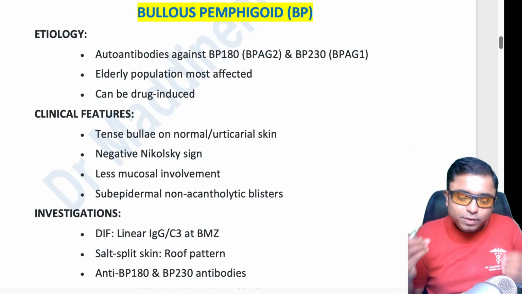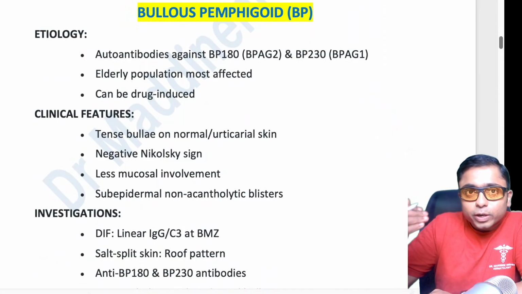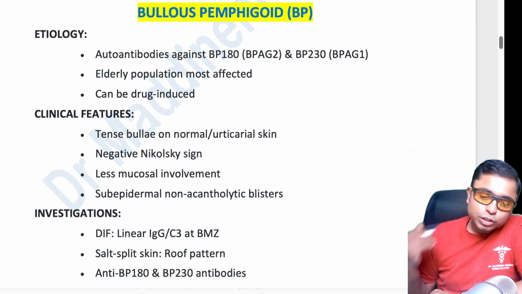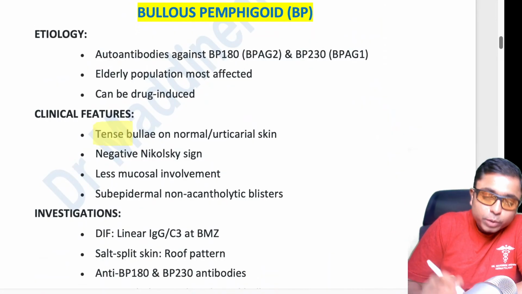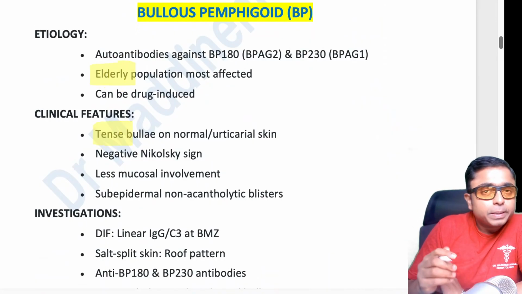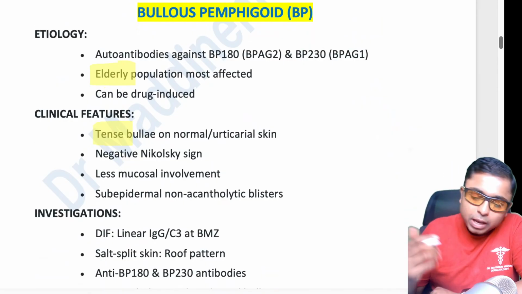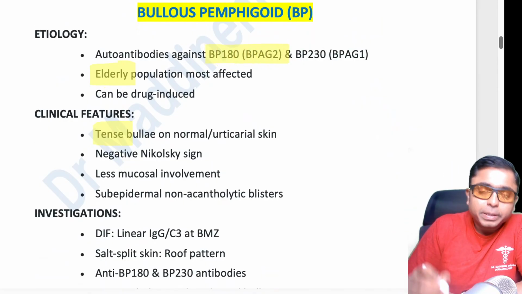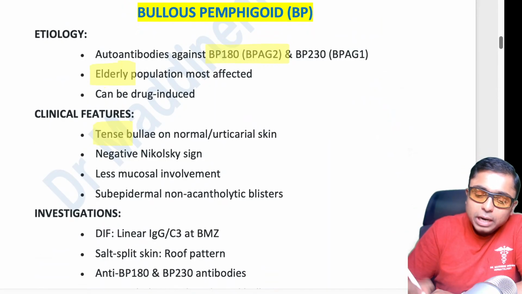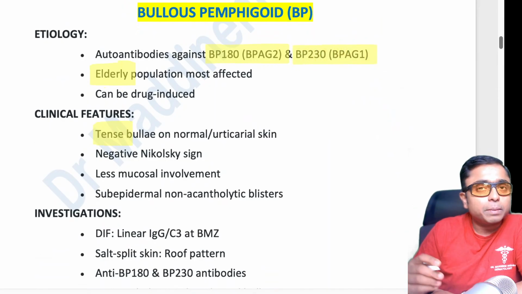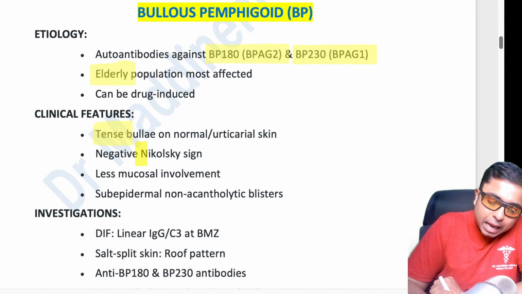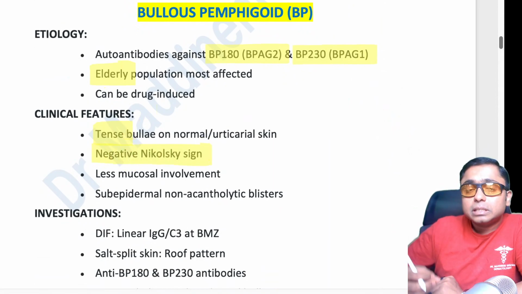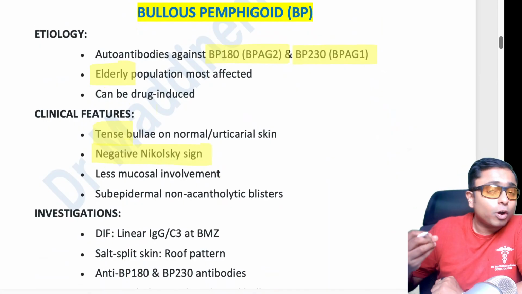Next is bullous pemphigoid. Remember, in this we are going to see subepidermal blisters, and so these blisters are going to be tense blisters, and it is seen in the elderly age group. The antibodies are against BP180, bullous pemphigoid antigen 2, and BP230, bullous pemphigoid antigen 1. And there is not going to be any Nikolsky sign. The reason is that this is a subepidermal blistering disorder, so there will not be any acantholysis.